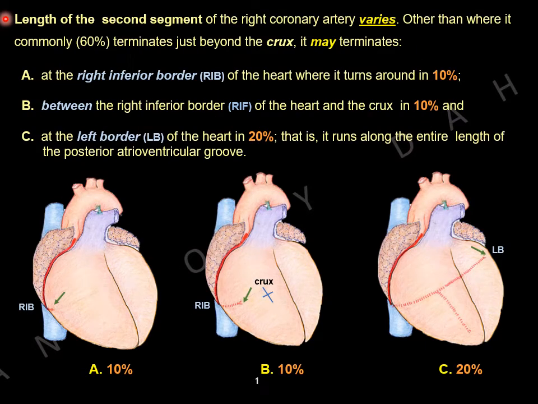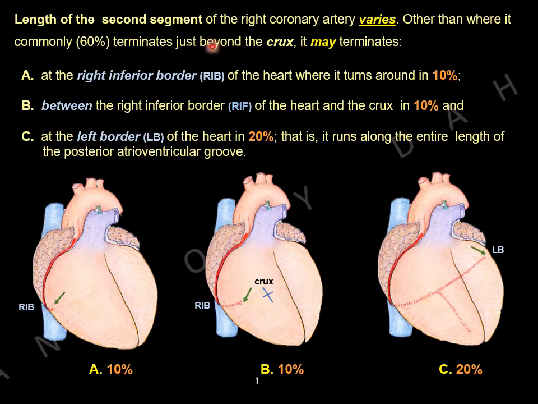In this slide, we show 3 diagrams of the heart. In this case, this is right inferior border of the heart. That's first point. And in this diagram, there is a point between the right inferior border of the heart and the crus. Between these 2 points, this is one. And in the third diagram, this is the left border of the heart. We are going to talk about the length of the second segment of the right coronary artery, which varies.